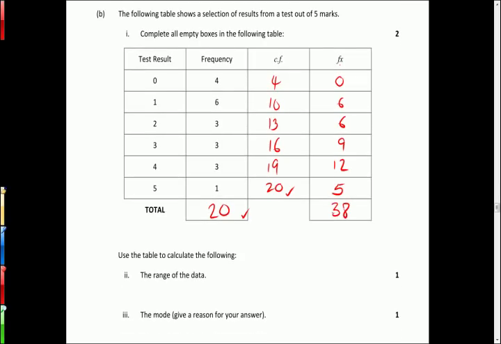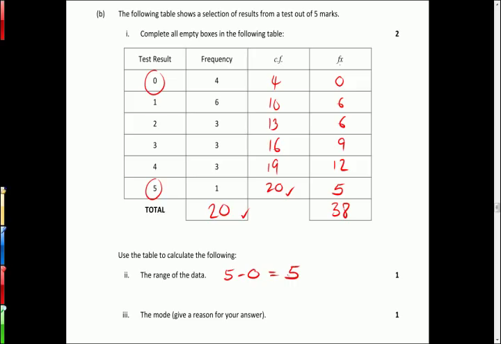If I add them up, I've got 12, 24, 29, 38. Here's the table to calculate the following: the range of the data. Well, the range is the highest bit of data minus the lowest bit of data. The highest score, yep, 5 happened, only once, but it happened. Naught happened 4 times, so yep. The range of the data is maximum score minus minimum score, which is 5 minus 0, which is 5.